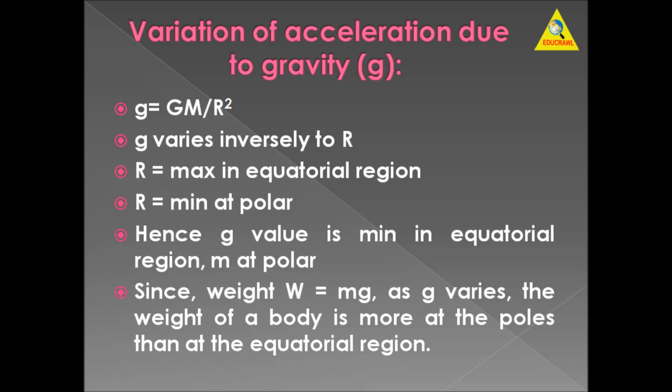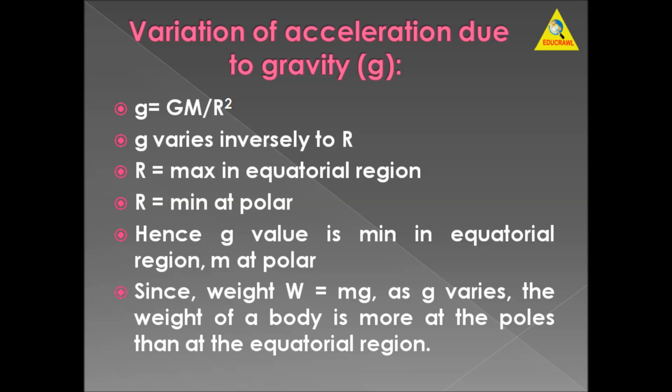Here, the value of r, that is the radius, is maximum at the equator. We all know that. And it is minimum at the poles. Hence, since g is inversely proportional, the value of g is minimum at the equator and maximum at the poles. Now we come to weight. Weight is actually the gravitational force with which we are attracted towards the earth. The weight of an object is given by weight is equal to m into g.